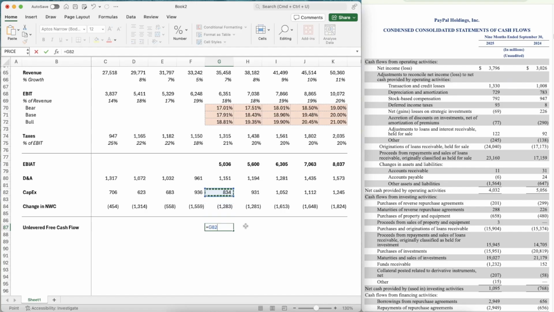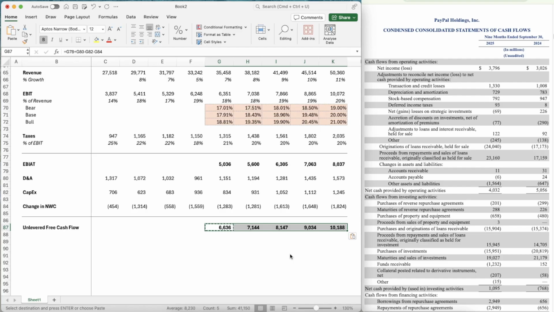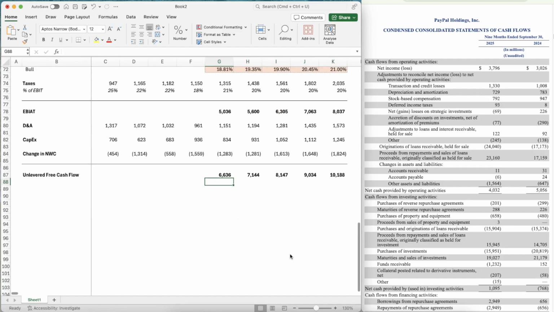free cash flow. So let's take our EBIT plus add back in the depreciation minus the CapEx minus the change in net working capital. That gives us 6.6 billion in unlevered free cash flow forecasted. Okay, so that's our unlevered free cash flow forecasted.